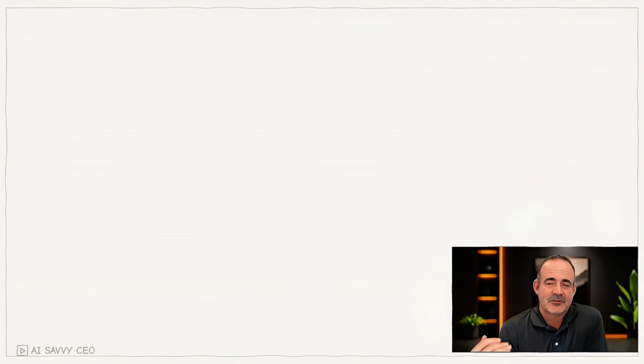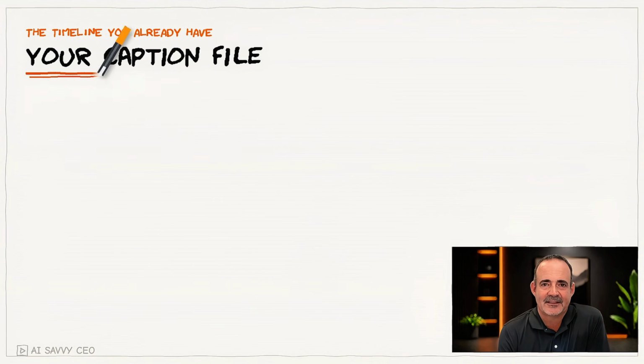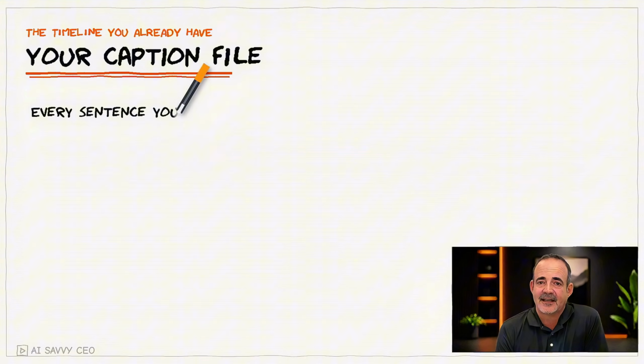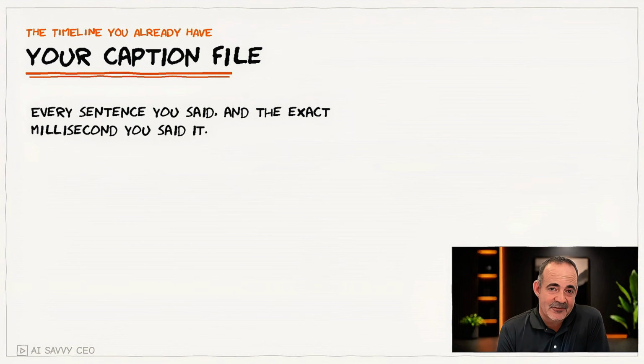Let me start with the part that matters most, because it's the part that makes this look edited instead of generated. And it's got nothing to do with drawing. It's timing. When your video renders, you get a caption file, an SRT. Most people use it for subtitles and never think about it again. Look at what's actually in it. Every sentence you said, and the exact millisecond you said it. That is a complete map of your own video. And it means you never have to touch a timeline.